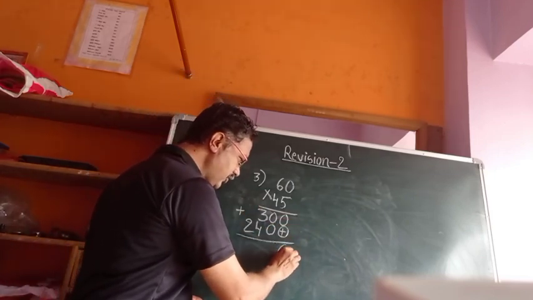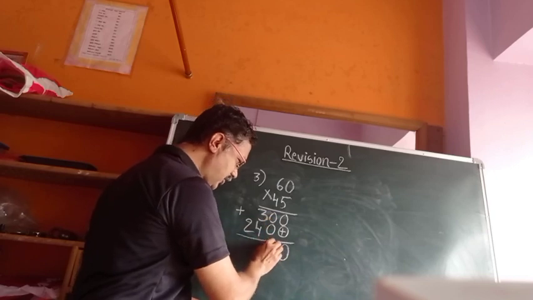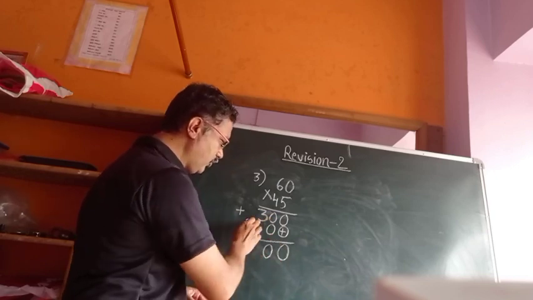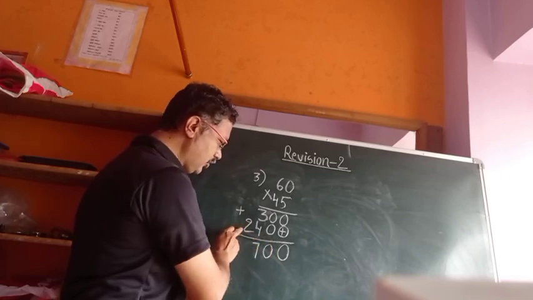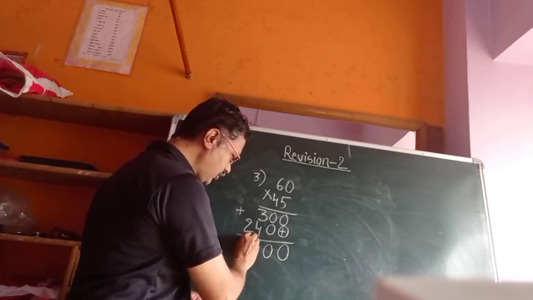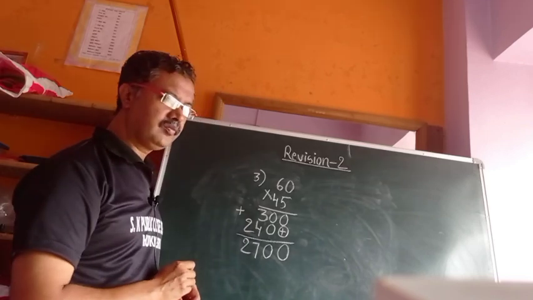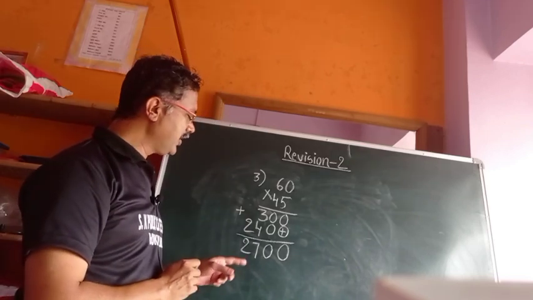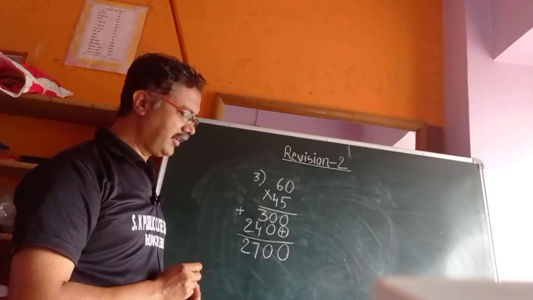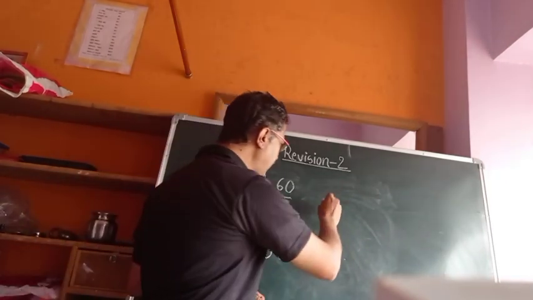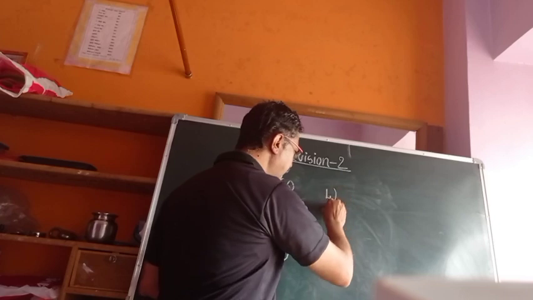0 plus 0, 0. 3 plus 4, 7. 2 plus 0, 2. Now we got the answer 2700. Yes children, now I'll take another example.